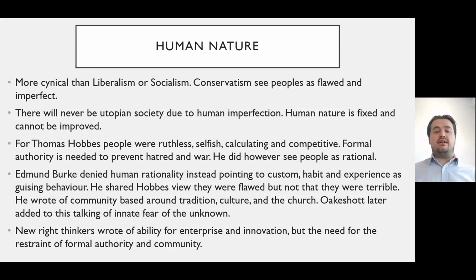And New Right thinkers wrote of the ability for enterprise and innovation, on the other hand, within people. So instead, we can be aspiring, but at the same time, New Right thinkers said you needed the restraint of formal authority and community still to keep you in check. That too much freedom is going to see too much of that human imperfection coming out.